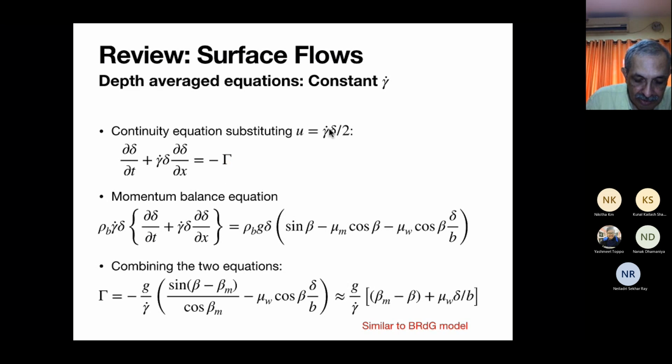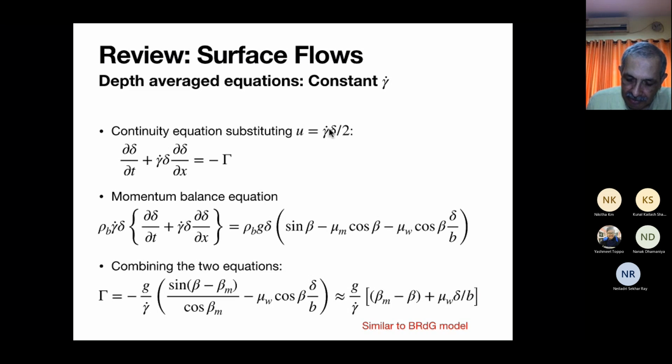So we can substitute over here and then simplify, and if we do that, then we'll get gamma is just equal to this term. And now if we put cos beta m and cos beta to be almost equal to 1, and if we approximate sine of beta minus beta m as just beta minus beta m, then you'll get this. Here we have taken the minus sign in, so you get beta m minus beta plus mu w into this.